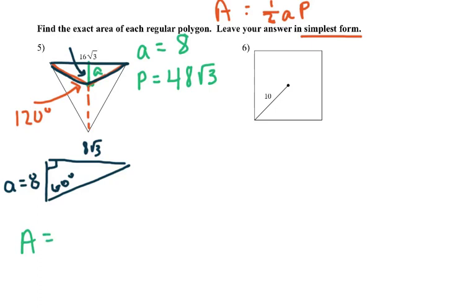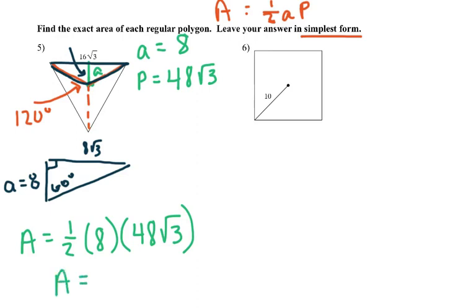So the area is equal to half of the apothem, which was 8, times the perimeter, 48 root 3. So half of 8 is 4, and 4 times 48 is 192, times root 3 gives us our total area. So our area here is 192 root 3 square units.